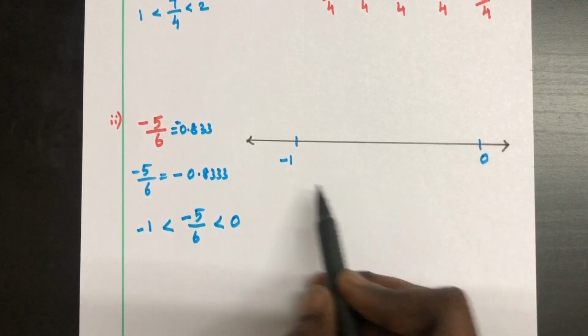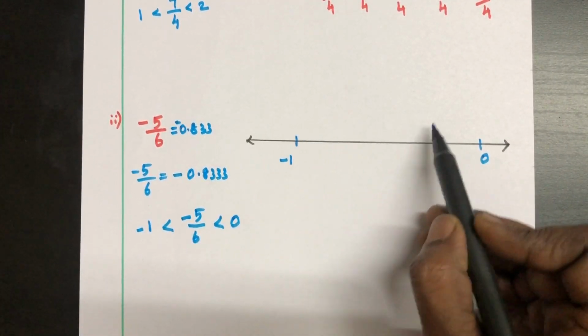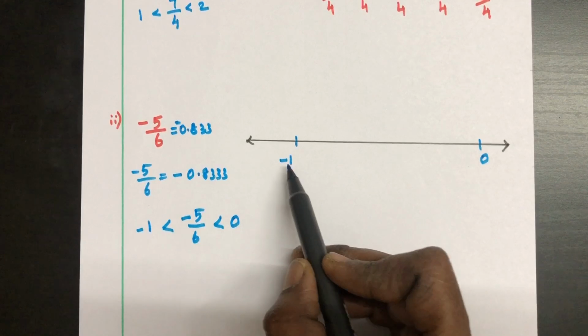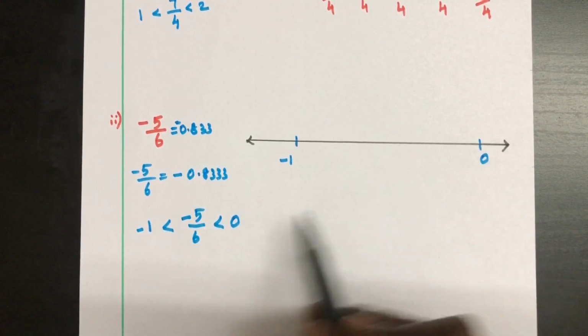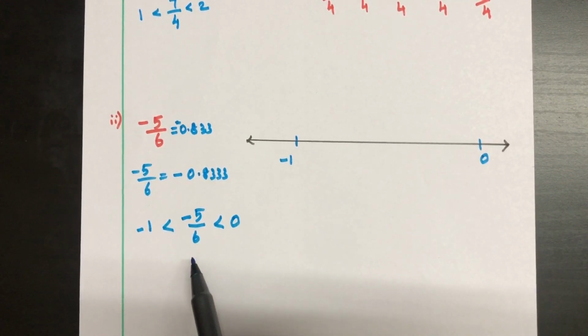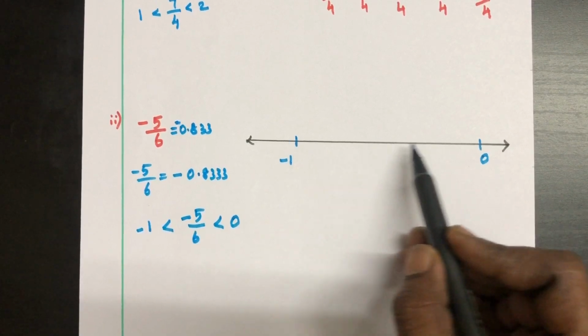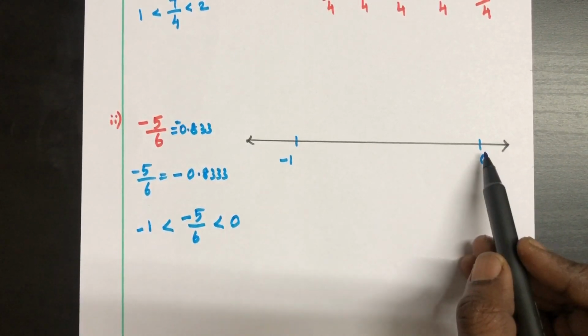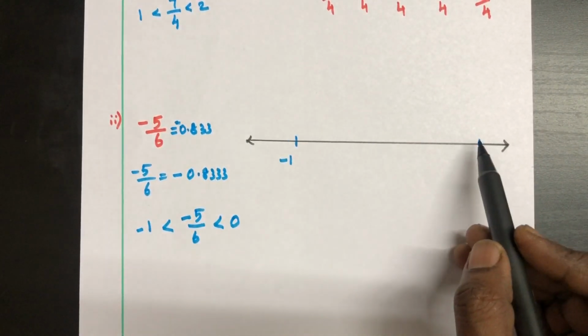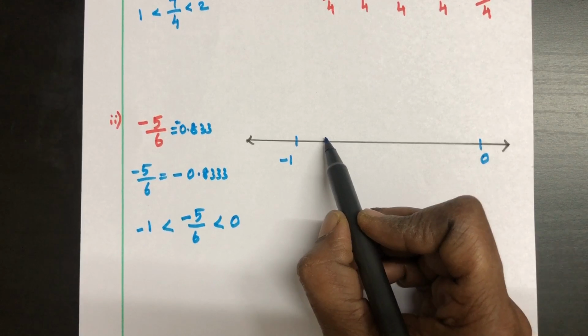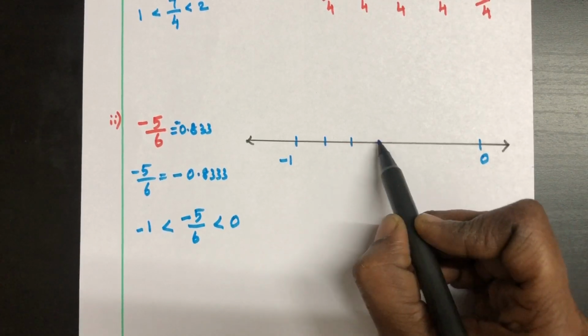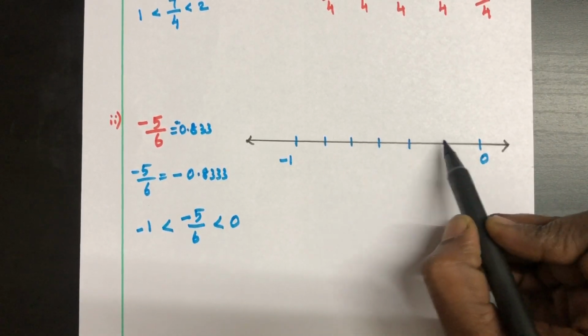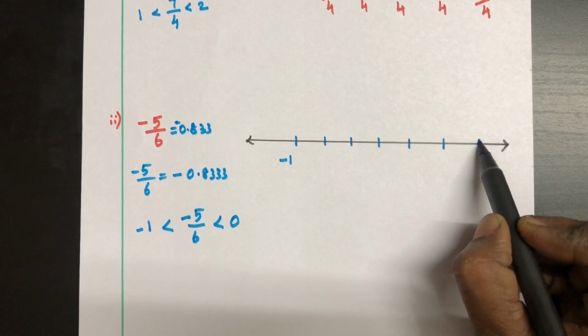In the number line, we are going to concentrate only on these places. These are the endpoints. In between these only, minus 5 by 6 lies. So what we need to do here? Now we need to see the denominator. Denominator is 6. So we are going to divide this distance into 6 equal parts. Okay. So 1, 2, 3, 4, 5 and the last one is 6.